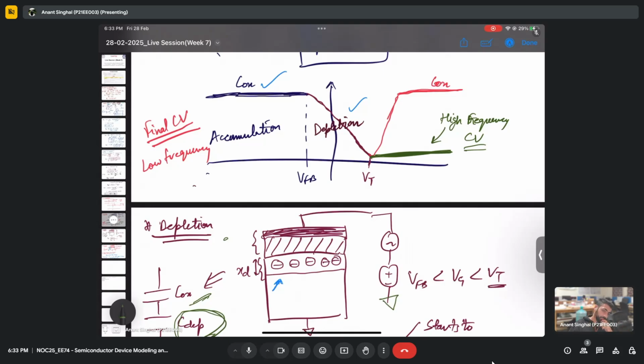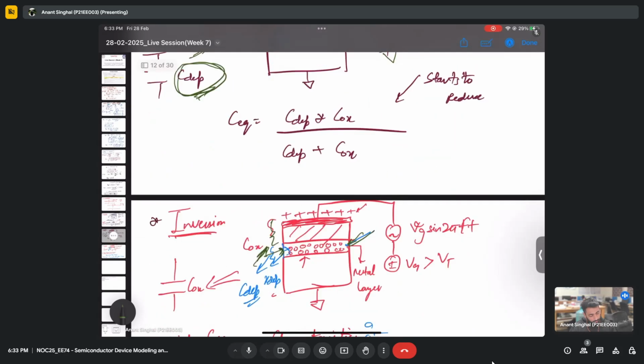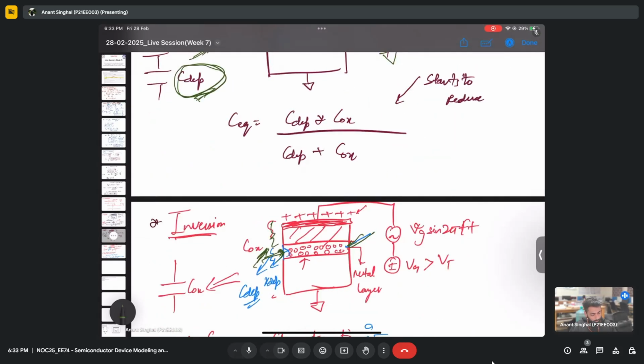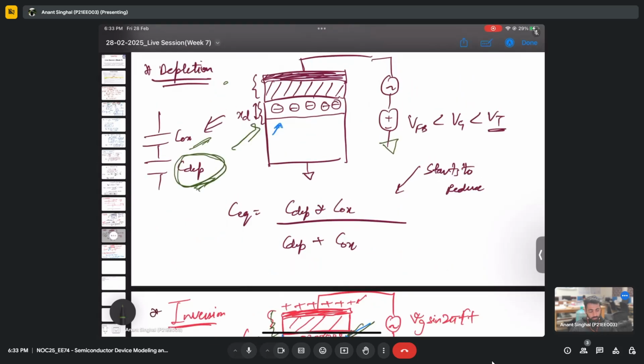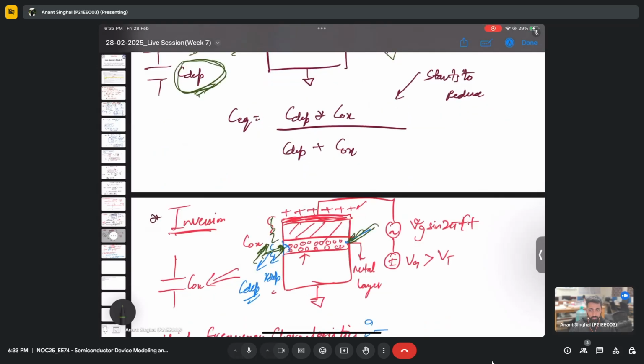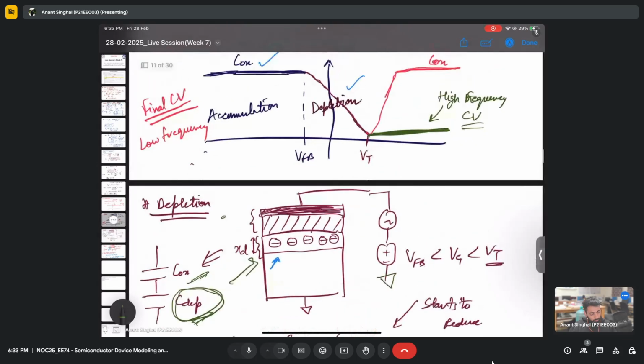So I can say that in high frequency inversion mode, the capacitance will not decrease, but it will never go up to COX again because we do not have these thermally generated electrons at the interface. So it will remain here only. Even if you apply more VT, these electrons will not be thermally generated in the inversion layer. That is why it gets stuck at the depletion. So this is the depletion capacitance, as you can see.